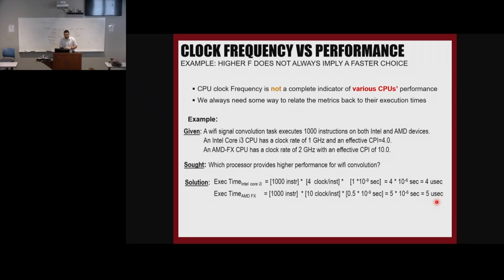Right? But you don't really have to do the calculation if you know this equation, because the clock frequency of AMD is 2 times faster than Intel, but also the CPI of Intel is 2.5 times better than the CPI of AMD. So by having this equation, we can see that AMD would have been a slower design, because one of them is 2 times faster, the other one is 2.5 times slower. Any questions?